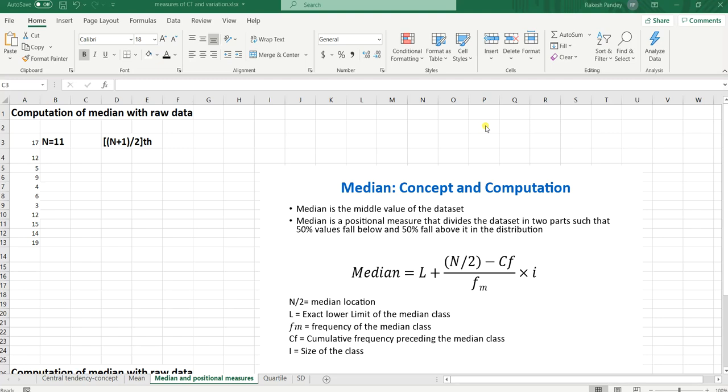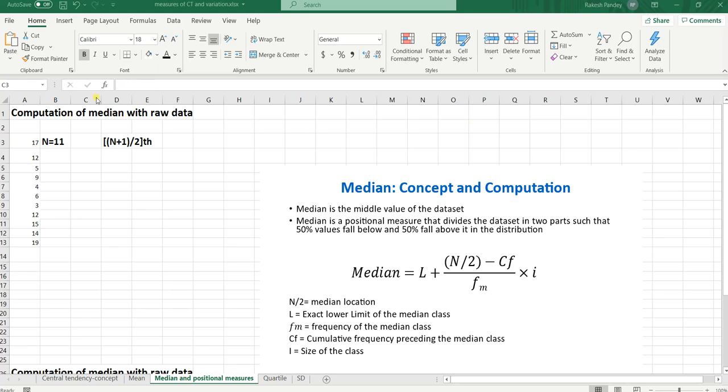So median is basically a positional measure. If we arrange the whole data set in ascending or descending order, then median is the middle position in the data set, and if the data is in ascending order and we have located the middle position, then naturally 50% data will be below that value and 50% data will be above that.